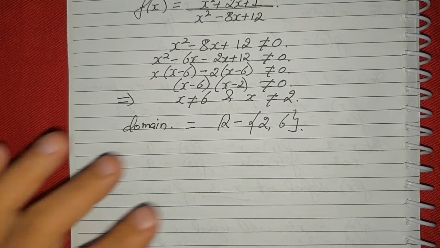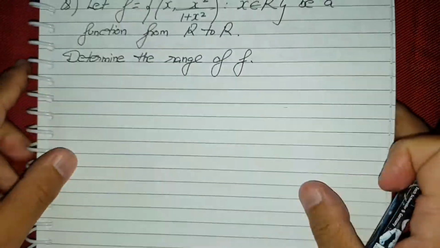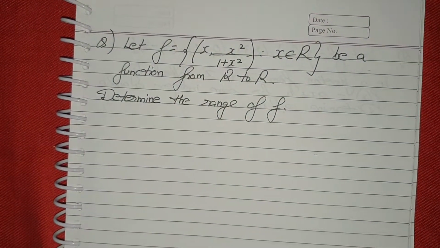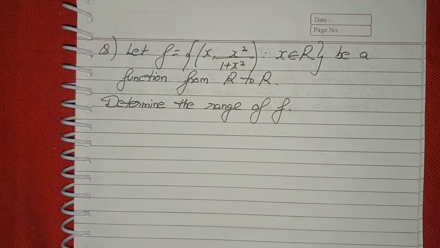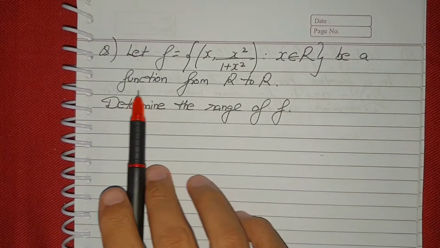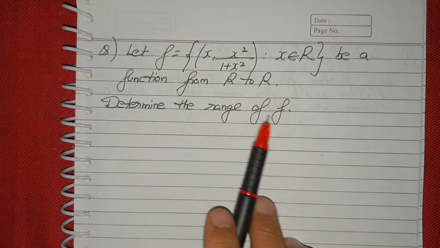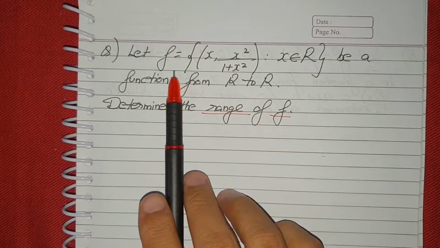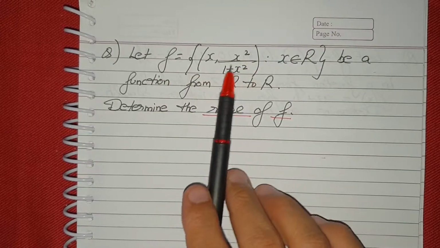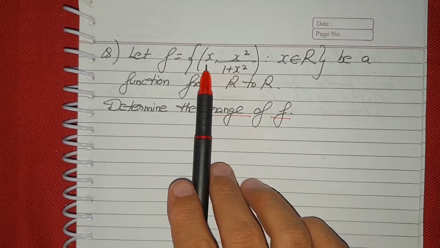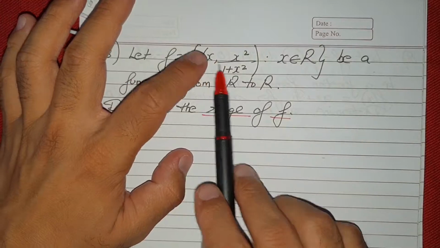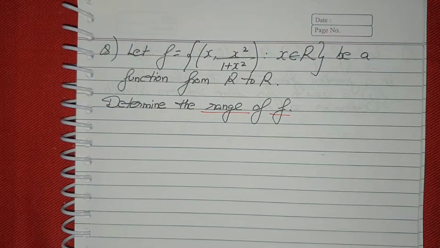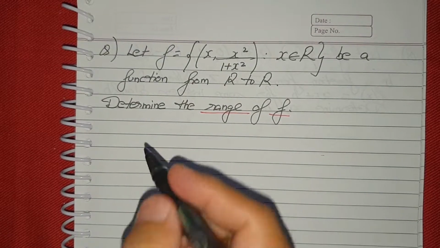Okay, next example. Now here's the question. f(x) is equal to x square upon 1 plus x square, x belongs to real numbers, to be a function from R to R. Determine the range of f. In this case, we have to just find the range of f. Now see, the function f is (x, x square upon 1 plus x square). Basically, this is an ordered pair in which this represents x and this one is y. So since we have to find the range, we directly take what's given to us.